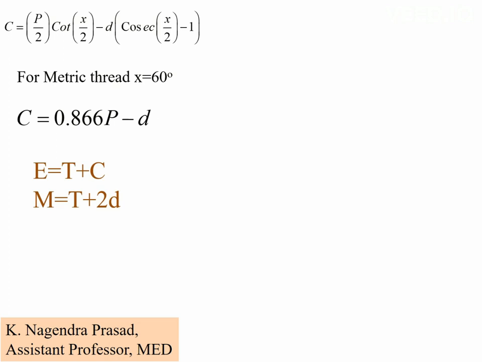Once we know the C value, we can determine the effective diameter of the thread, that is E equal to T plus C. And we also know the relation between M and T, that is M equal to T plus 2D. Thank you.